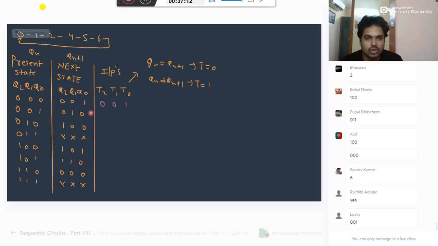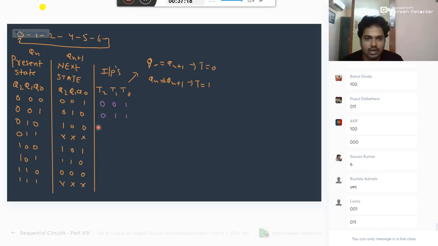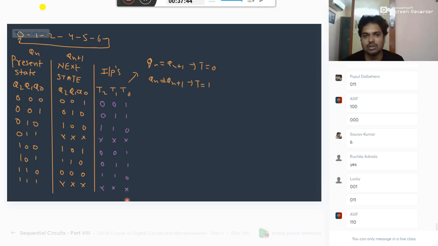So same means you should give 0. Different you should give 1. Different give 1. Same you should give 0. Then this is a don't care condition. Again, same means 0. Different means 1. Here same means 0. Different means 1. Different 1. Same 0. This is don't care. Everybody understand this? Up to this, any doubt, please ask. Otherwise, we'll move forward.